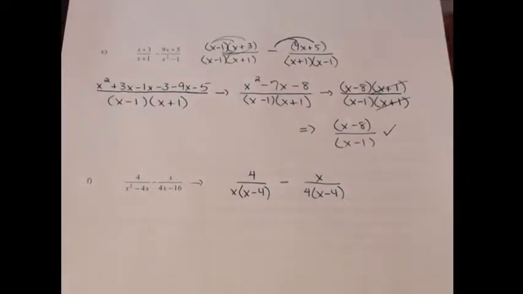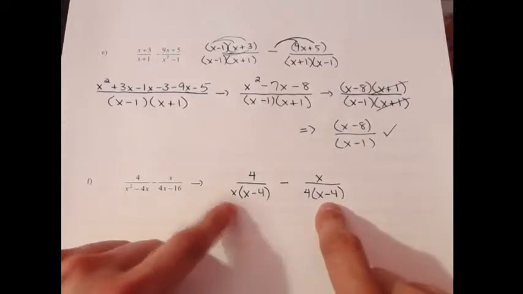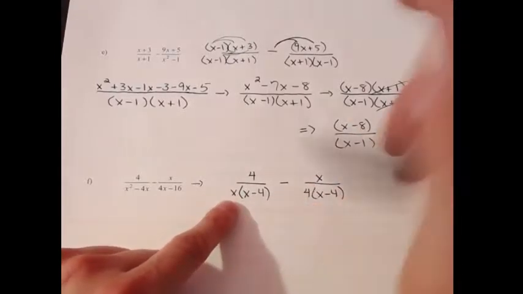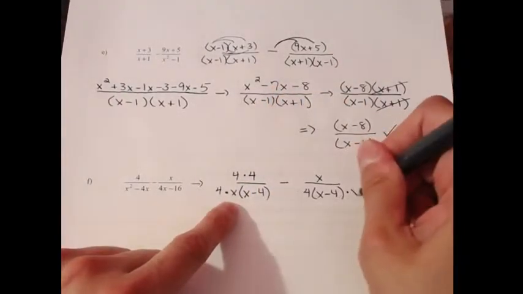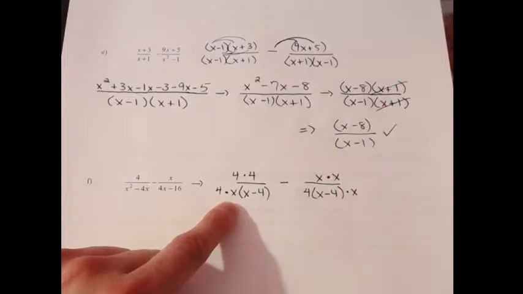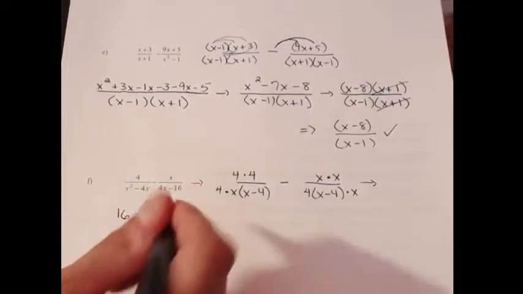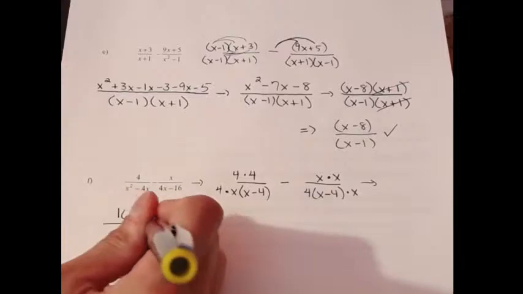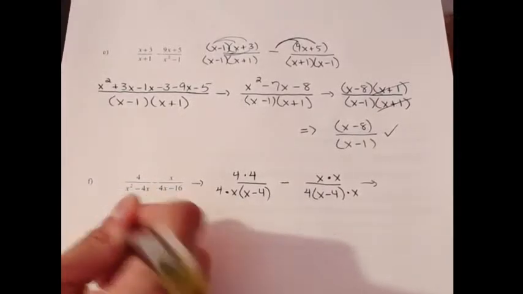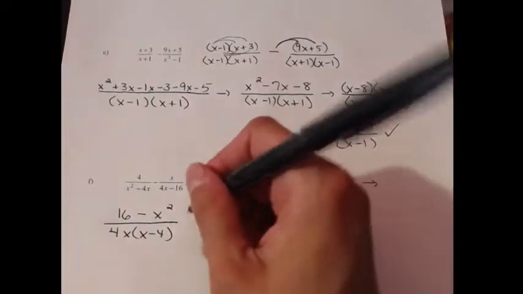The great thing about this problem is that they both have the x minus 4 already. This one has an x and this one has a 4. So let's give the 4 here to the first fraction, and let's give the x here to the second fraction. Let's see what we have. 16 minus x squared all over my common denominator, which is 4x times x minus 4. My numerator is the difference of two squares.